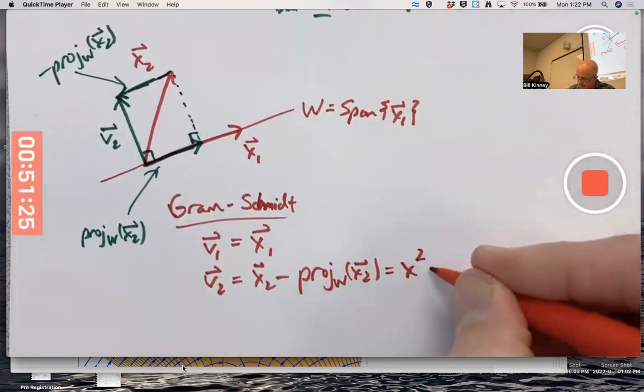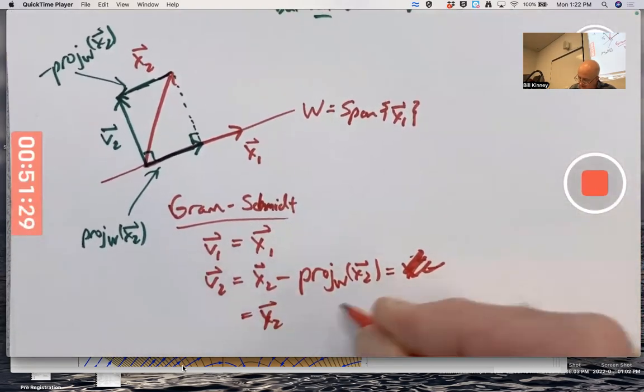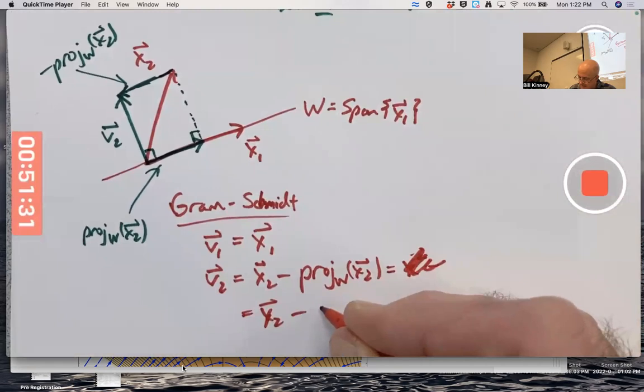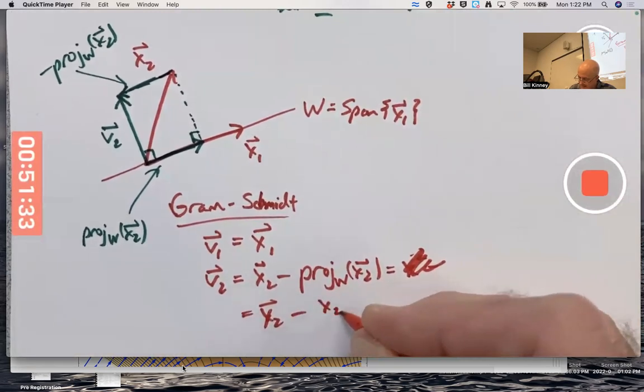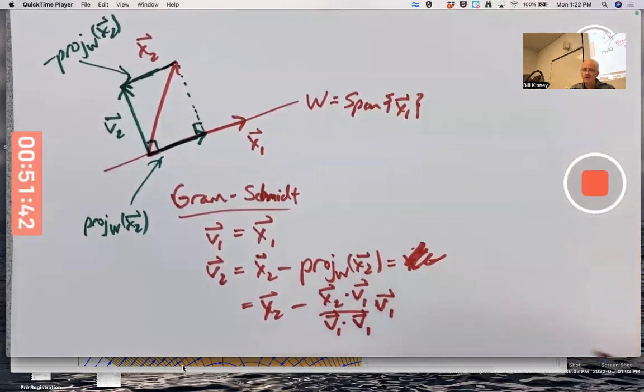Expanding this formula a bit, oops, not X squared. X2, this projection is going to be found with dot products to be X2 dot, I could call it X1, but I'll call it V1. Right? The usual kind of projection formula.